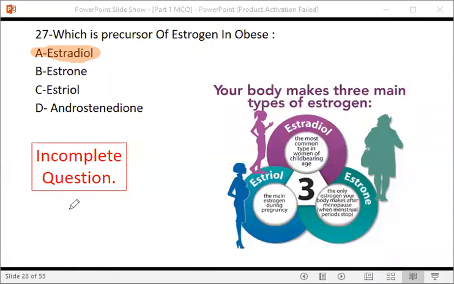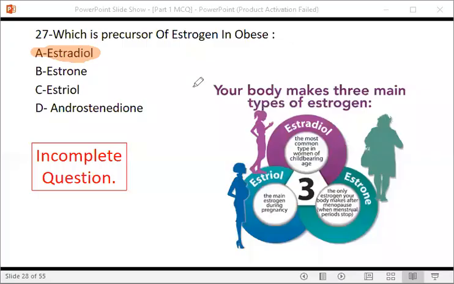Last thing, estriol is a placental hormone. It is synthesized from the placenta and is not related to that. Androstenedione is synthesized in granulosa cells to form estradiol. So I don't know what they want, but I will pick estradiol here based on what is mentioned.